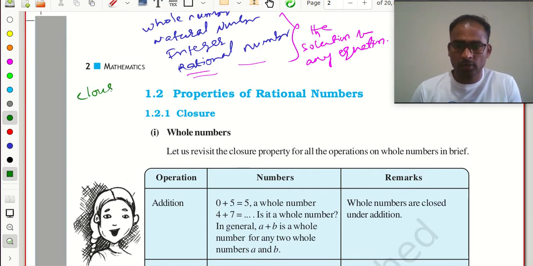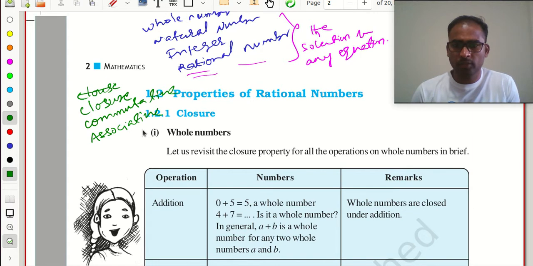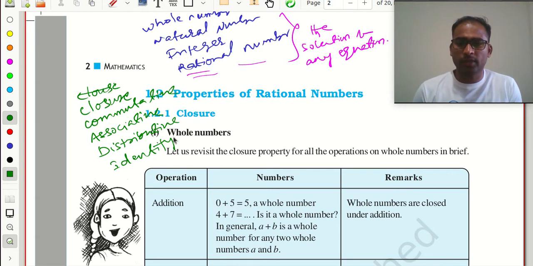We learned the closure property, commutative, associative property, distributive property, then identity property. Yes, excellent. Identity property may be additive or multiplicative. Clear? So now we will learn the properties of rational numbers, first starting with closure.